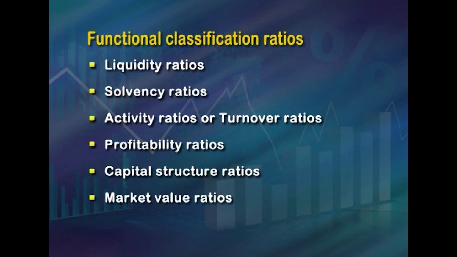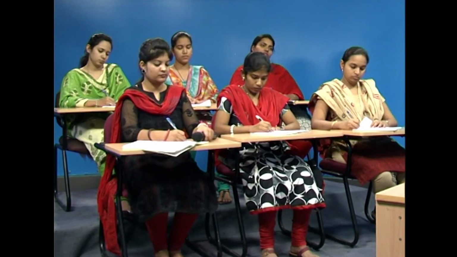Next are the market value ratios, which show the value created for shareholders, and include the price earnings ratio, that is the price per share of common stock divided by the earnings per share; the dividend yield, which equals the per share dividend divided by the per share price; the dividend payout ratio, which equals common stock cash dividends divided by net income; and the market to book ratio, which equals the common share market value divided by the common share book value.